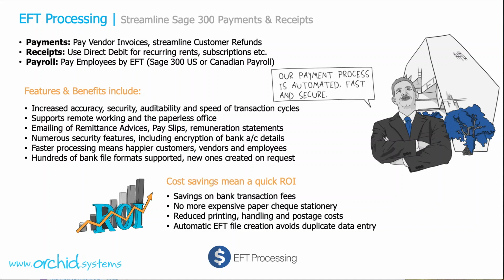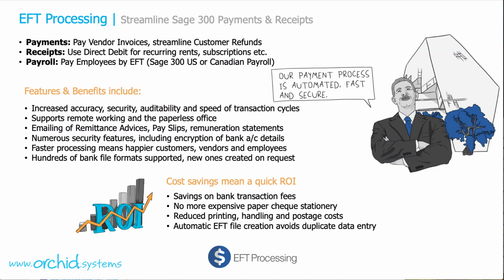Now, moving on to EFT processing. EFT processing lets you streamline Sage 300 payments and receipts. With payments, you can pay vendor invoices, you can streamline customer refunds, receipts, you can use direct debit for recurring rents, subscriptions, etc. And on the payroll front, you can pay employees by EFT if you're running the Sage 300 US or Canadian payrolls.